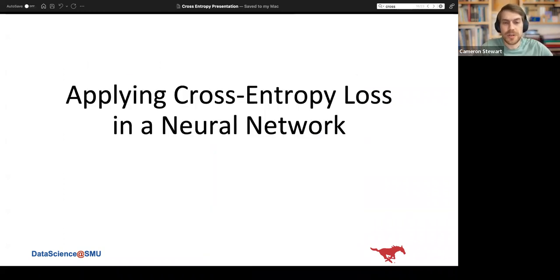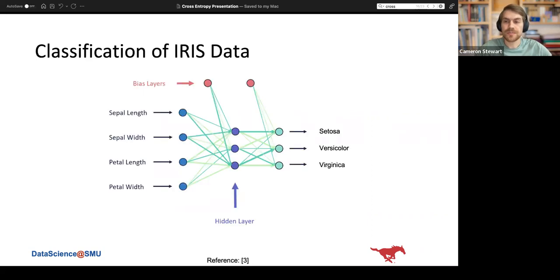So let's apply cross-entropy loss in a neural network. The example I chose is the iris dataset because I know most data scientists at this point are comfortable with the iris data. And we'll see here, the inputs are as expected. It's the sepal and petal length and width. It moves through 1 hidden layer with 3 nodes, and the output layer has setosa, versicolor, and virginica. And we are trying to predict, based on those inputs, one of those 3 classes to be correct.